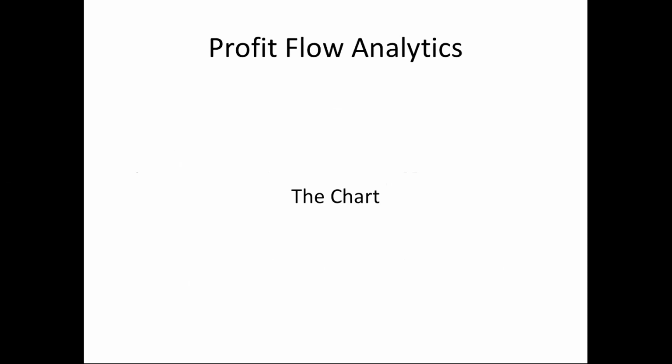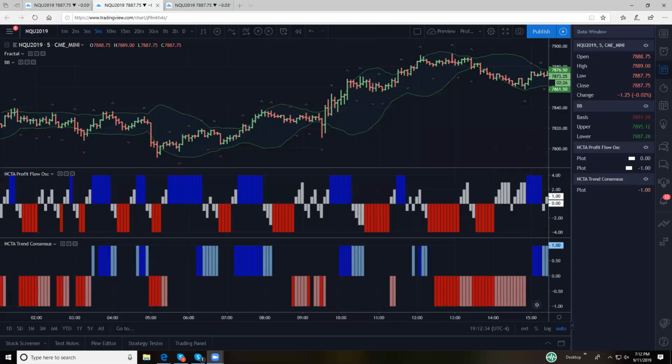So I have to switch screens here. All right, so what I'm showing you here is NQ. This is the NASDAQ 100 futures, and I'm showing a 5-minute chart. The profit flow oscillator and the trend consensus are the two indicators that are part of the overall profit flow analytics chart. New Cycle Trading, they put a lot of thought into this.